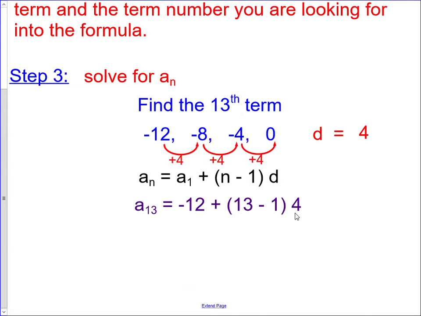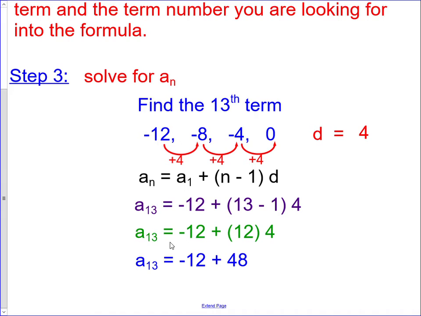We're following order of operations now, so we need to take care of the parenthesis first. 13 minus 1 is 12. So now we have a sub 13 is equal to negative 12 plus 12 times 4. We need to do the multiplication next. 12 times 4 is 48. So we have a sub 13 is equal to negative 12 plus 48. Do the addition, and we end up with the 13th term of this sequence being the number 36.